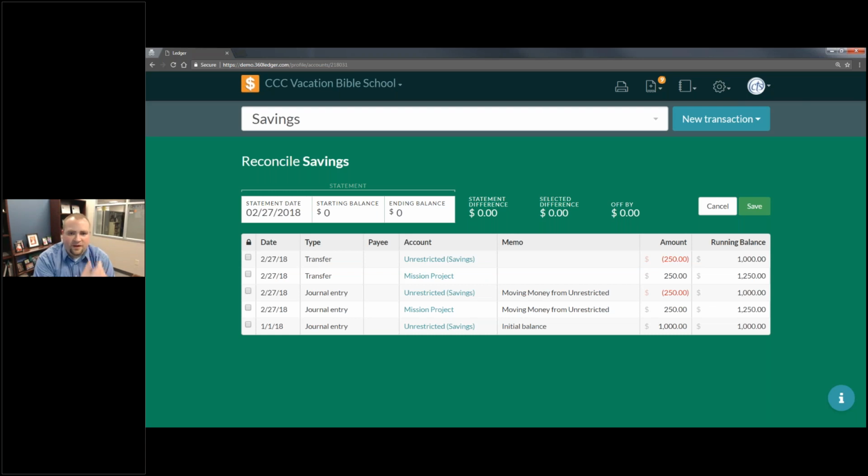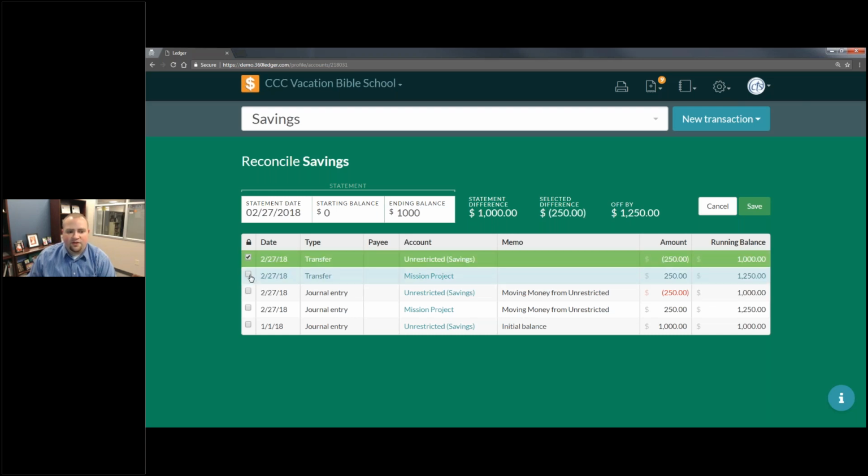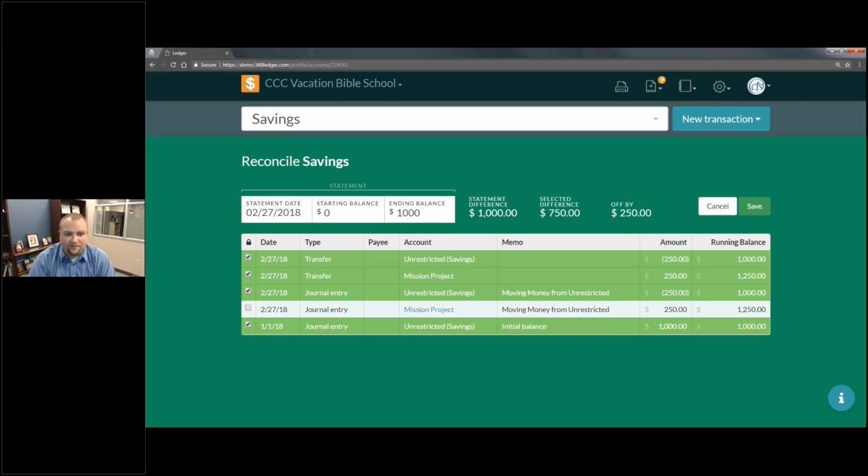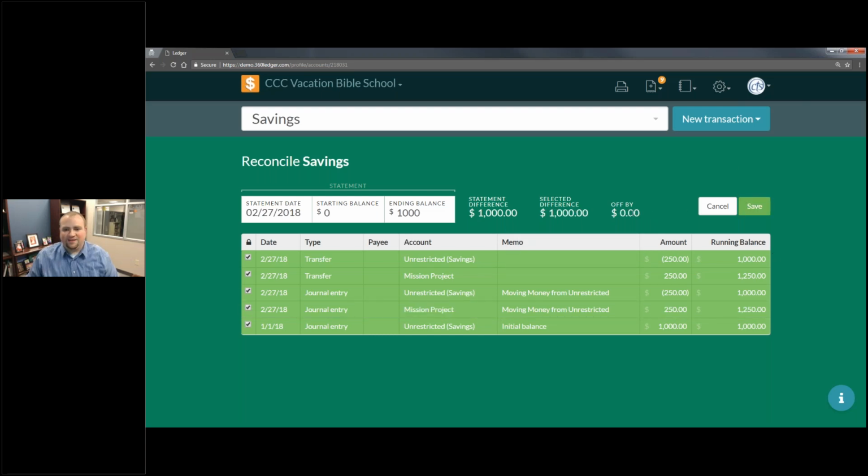So if you're getting your bank statement, either a physical bank statement or an electronic one, you'll show the starting and ending balance for that time period. And so your starting balance may have been 0, and your ending balance may be 1,000. And then you would click through here and check all the transactions that are on your bank account, and they should add up. If they don't add up to match that difference, you've missed something. But once you get that all, it's off by 0. That means you've balanced. You've reconciled your records of this account with the bank's records of that account.